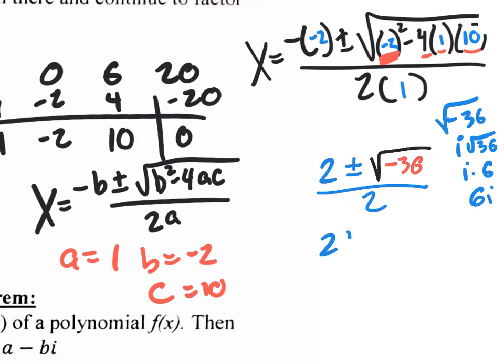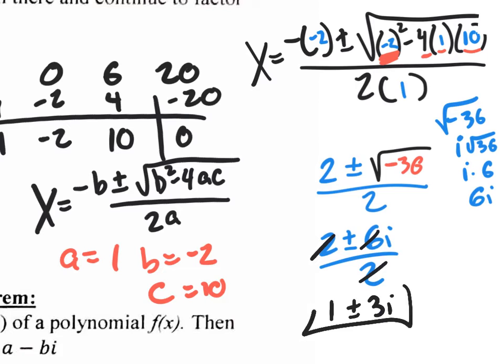So what I really have is 2 plus or minus 6i, all divided by 2, which means I could separate my division of 2 to each of those. 2 divided by 2 is 1. 6i divided by 2 is 3i. Or you could reduce them all by 2. You're going to get 1 plus or minus 3i. So there are your other two answers.